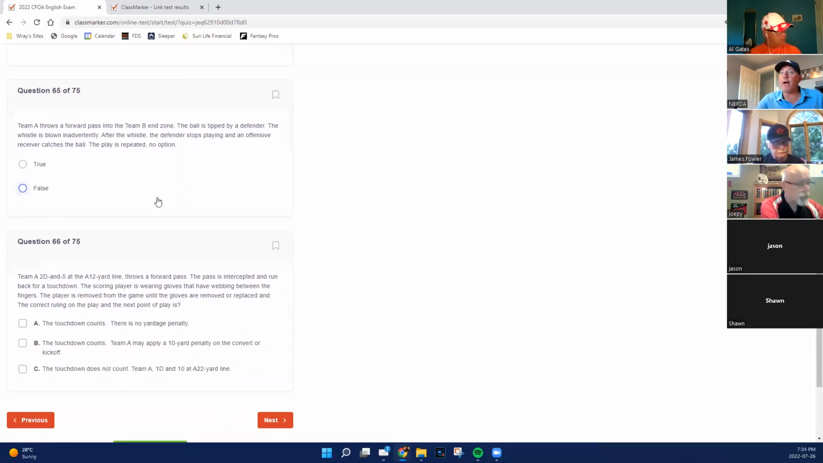All right, 65. Team A throws a forward pass into the Team B end zone. The ball is tipped by a defender. The whistle is blown inadvertently. After the whistle, the defender stops playing and an offensive receiver catches the ball. The play is repeated, no option. False.